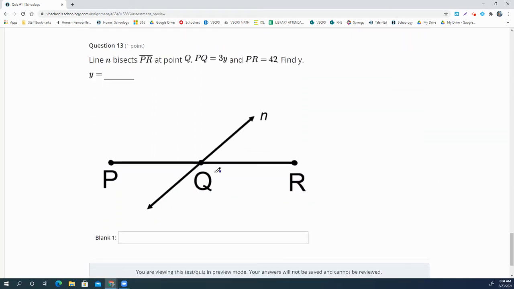Last question. Maybe this was the crazy one. What on earth does this mean? Line N bisects PR. What does bisect mean? To cut in half, to equal, absolutely, to cross. So I can say PQ equals QR because it says bisect. So then you've got to kind of label everything. PQ is 3Y.